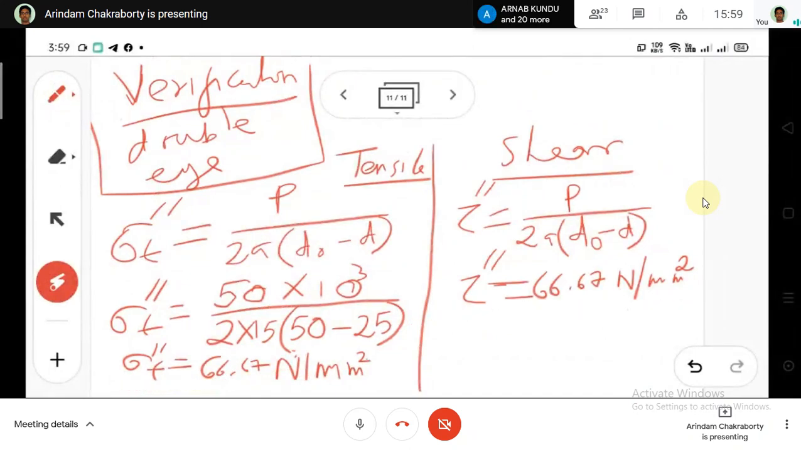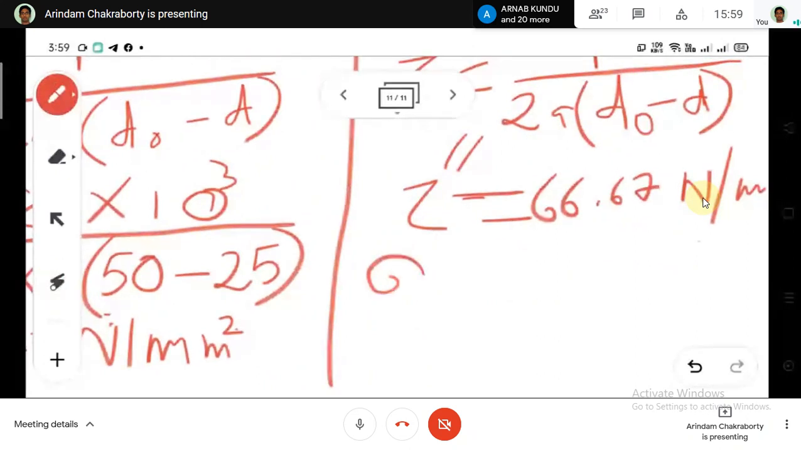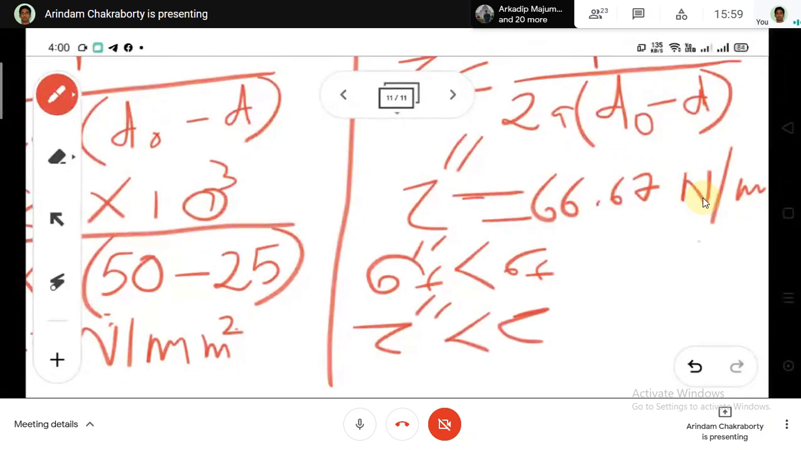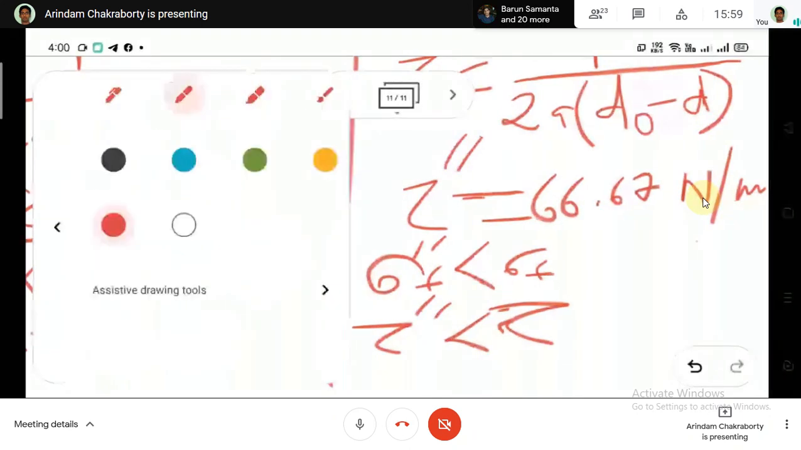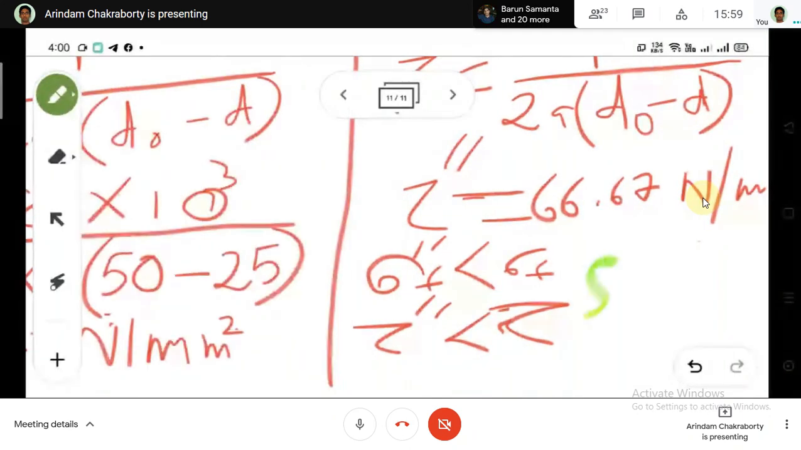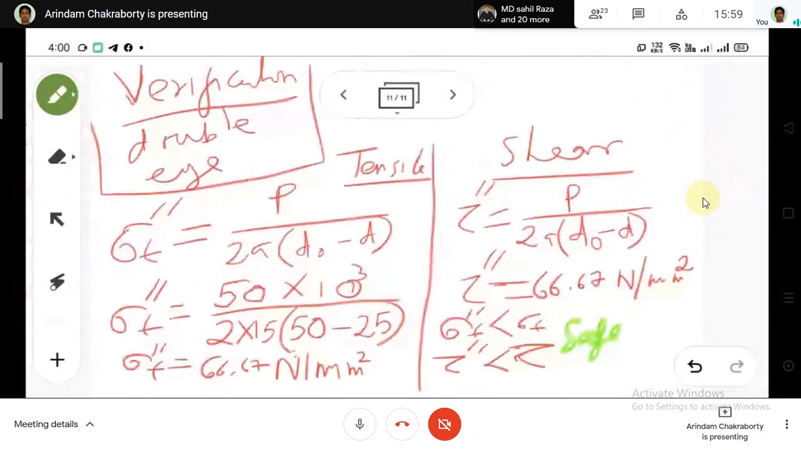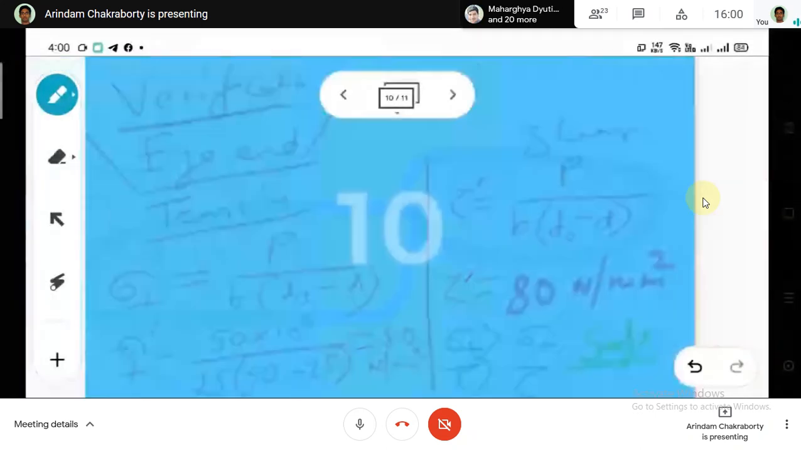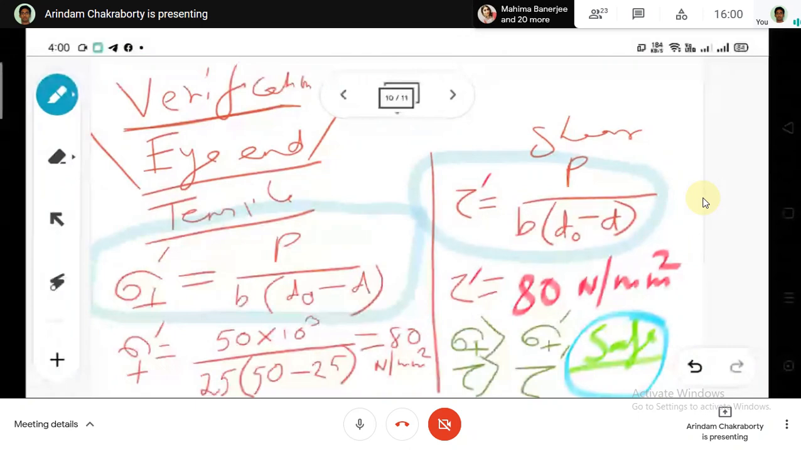That means sigma double dash T is less than sigma T, and tau double dash is less than tau. That means the design is entirely safe to use. Safe. Fine. Now remember one thing: if you get safe over here, and if you get safe over here also, that means the design is completely safe.